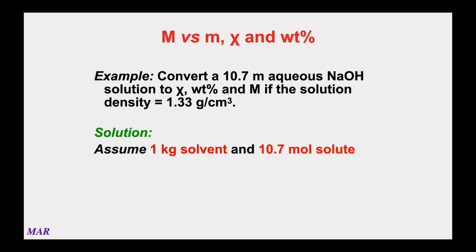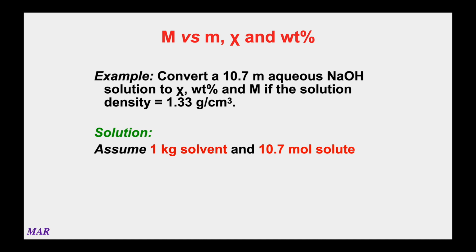The other ones here are pretty chill. When you're doing these kind of problems, there's always an assumption to start with. And if you're starting with molality, you want to assume you have 1 kilogram of solvent. And if you have a kilogram of solvent and the solution is 10.7 molal, that means you have 10.7 moles of solute. And remember, in this problem, the solvent is water and the solute is NaOH.